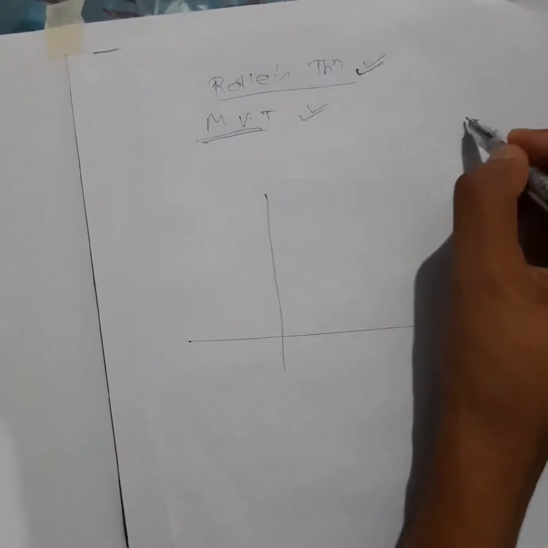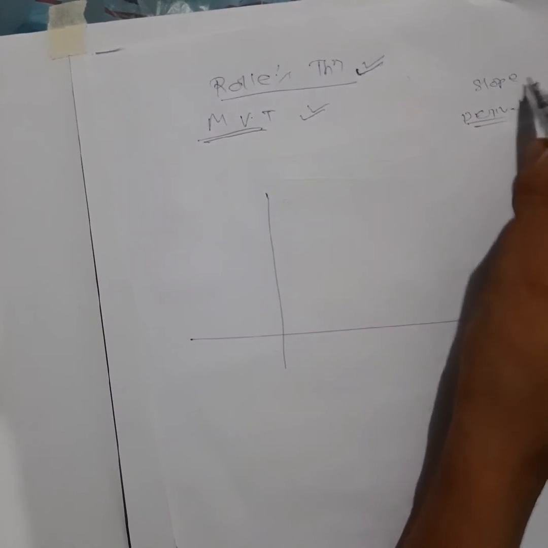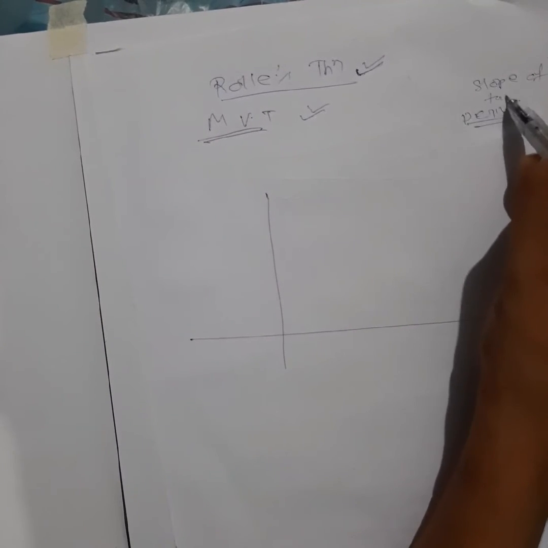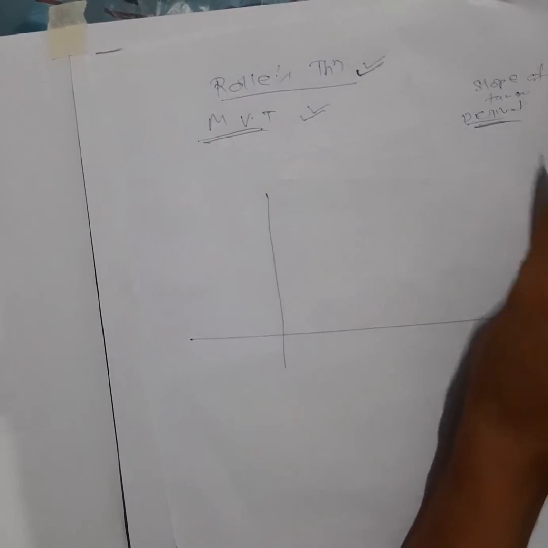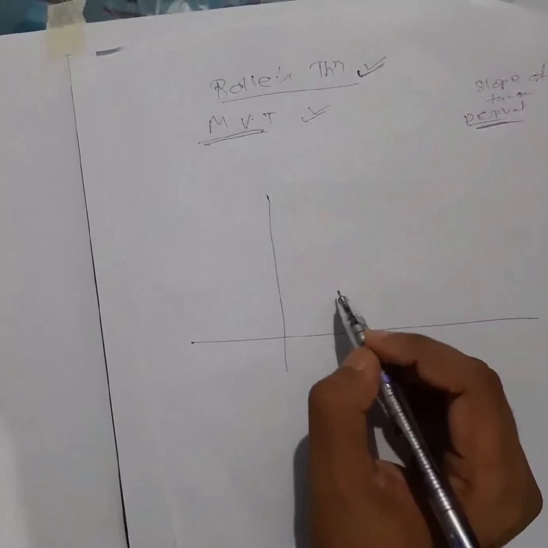Now see, first thing, derivative. What do you mean by derivative? You know, it is the slope of the tangent. We have done this in class 11, slope of the tangent. This derivative always gives you the slope of the tangent, okay? Now see carefully what Rolle's theorem says.